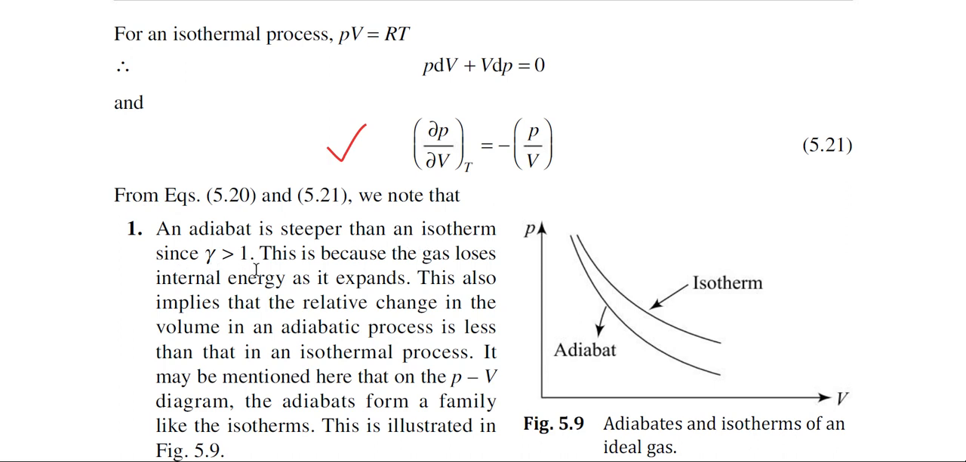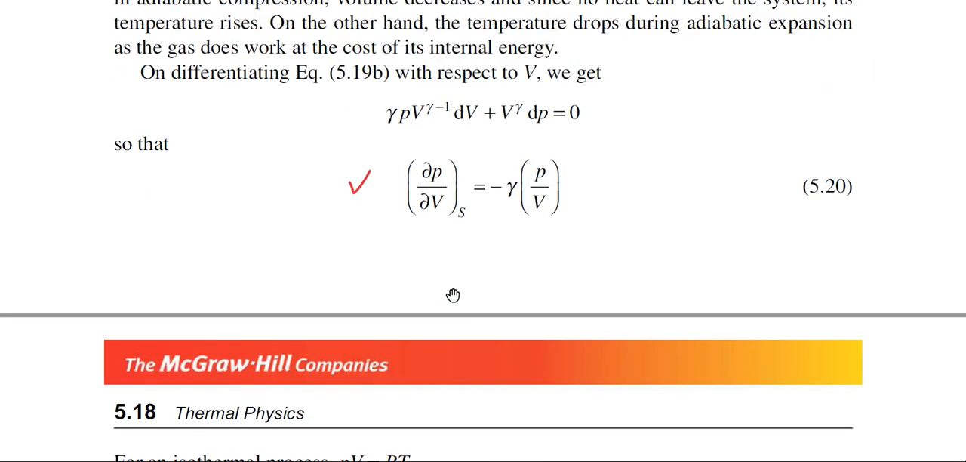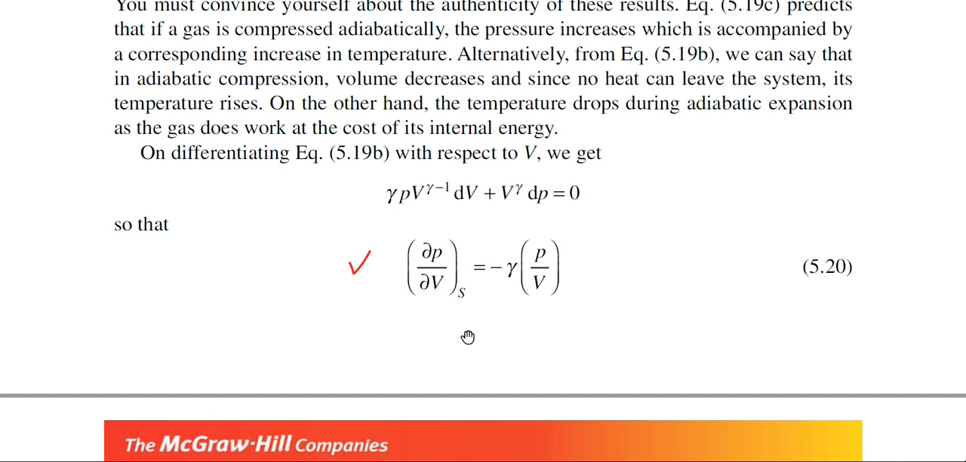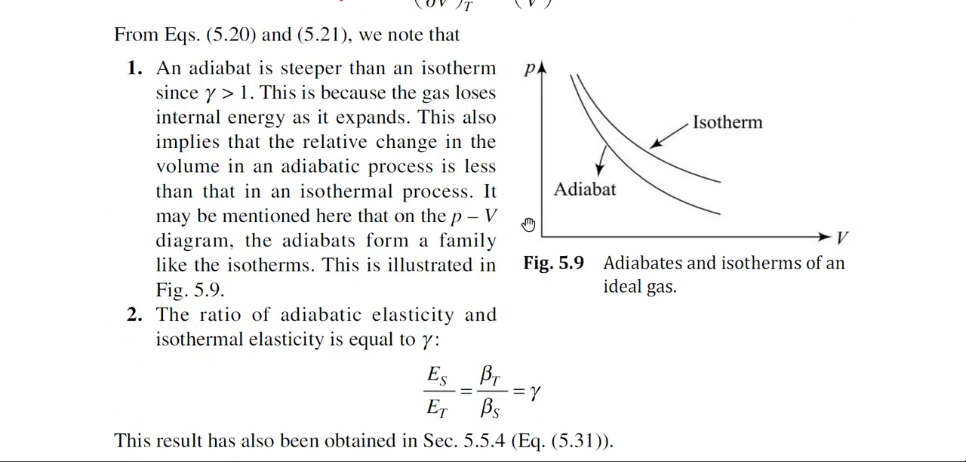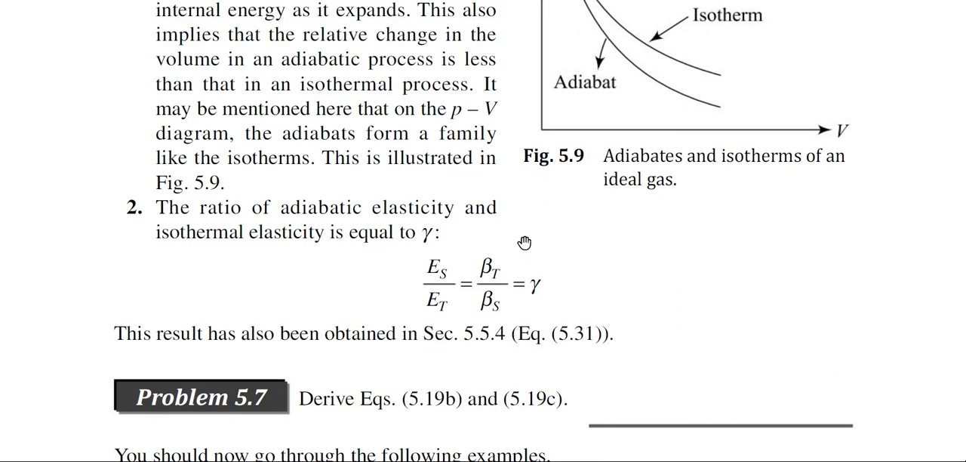So, sometimes this problem is also set in the examination, that you have to justify that the adiabat is steeper than the isotherm. So, the justification is by these mathematical relations. You have to write down this mathematical relation, then this particular graph, and you have to justify in this way.